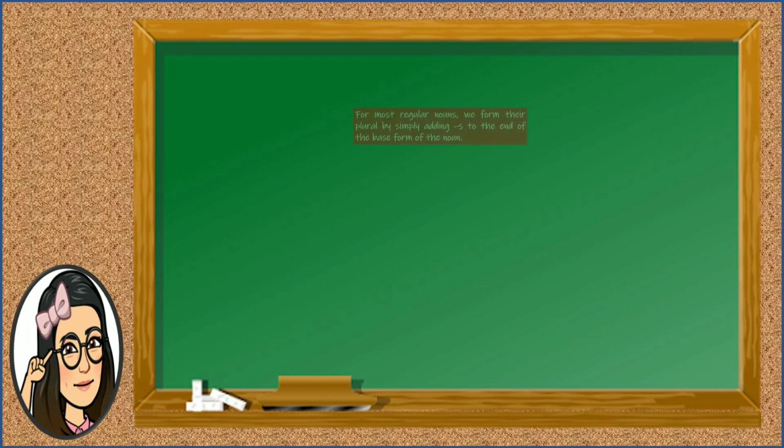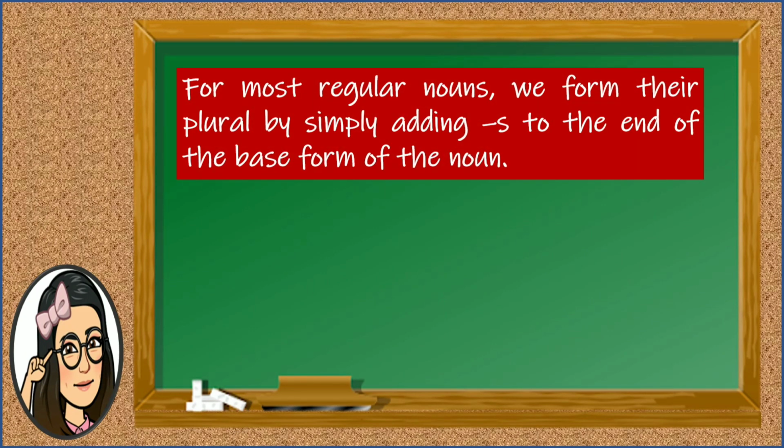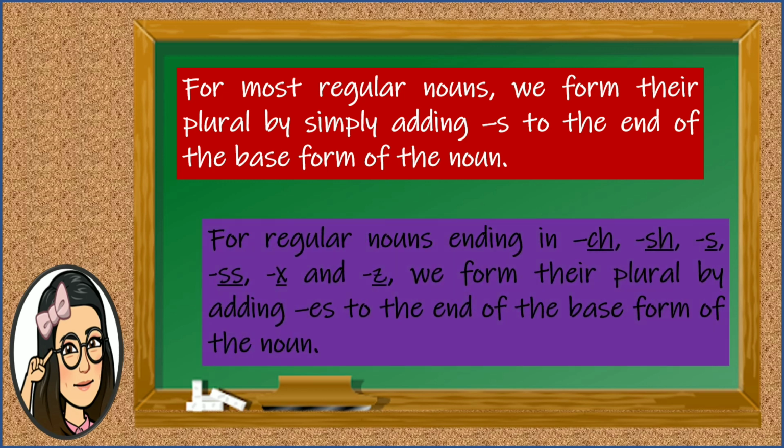Let us remember that for most regular nouns, we form their plural by simply adding s to the end of the base form of the noun. On the other hand, for regular nouns ending in ch, sh, s, ss, x, and z, we form their plural by adding es to the end of the base form of the noun.